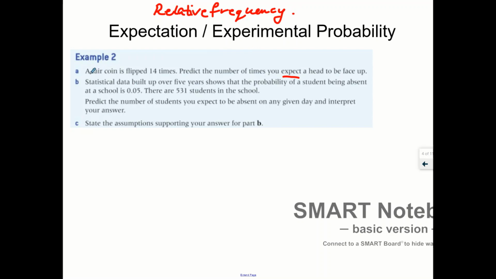So let's look at expectation. A fair coin is flipped 14 times. Predict the number of times you expect a head to be face up. Well, the probability of it being a head is a half. So you would expect half the times to be a head. So you'd expect 7.